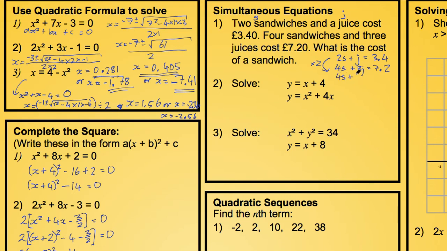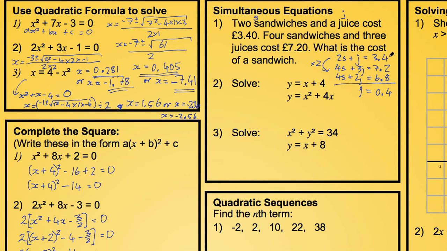2 times 2j is 4j, and times by 2 gives me 6.8. And then I'm going to subtract these two equations from each other. So 4s take away 4s is 0, 3j take away 2j is 1j, 720 take away 680 is 40p or 0.4. That tells me a juice is 40p.